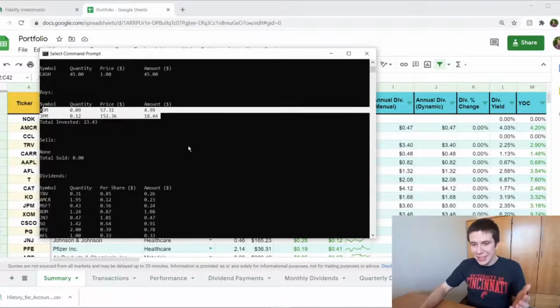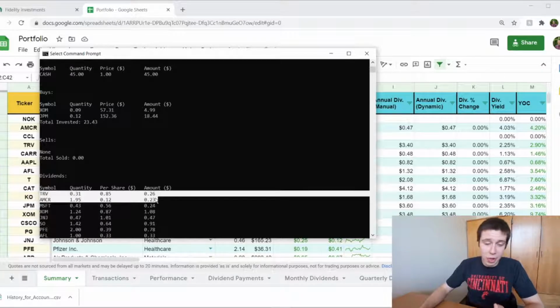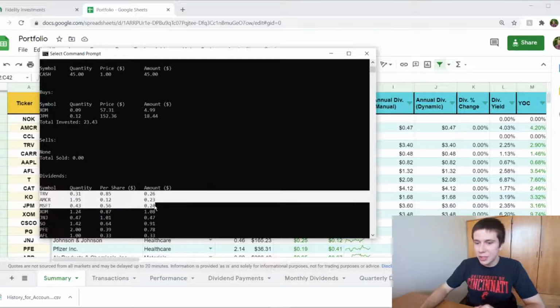Talking about dividends, looking at how many we received, March is normally a great month for me and one of the biggest months overall for a lot of people. These are in reverse order of when we received them. Just today, March 31st, we got a dividend from Travelers, about 26 cents, and then Amcor, 23 cents. I own almost a full 2 shares. Then Microsoft, 24 cents, and ExxonMobil, I got $1.08 from them.